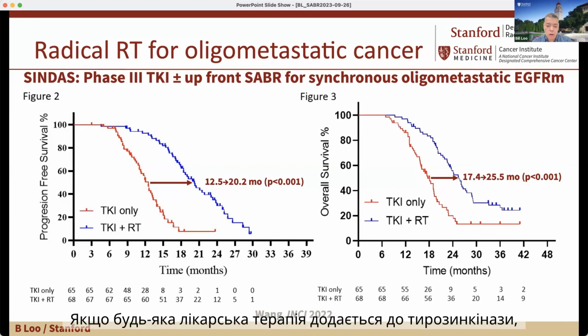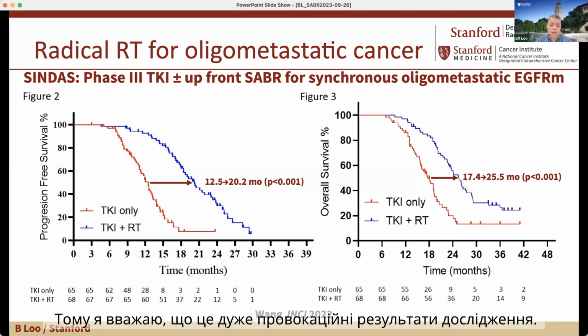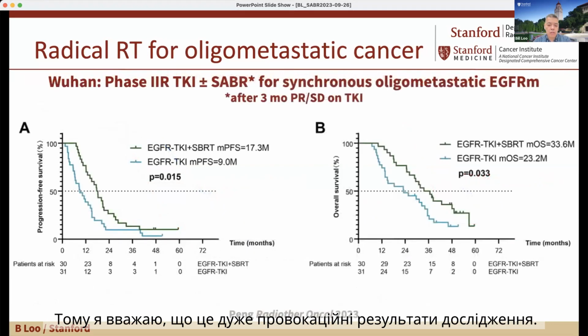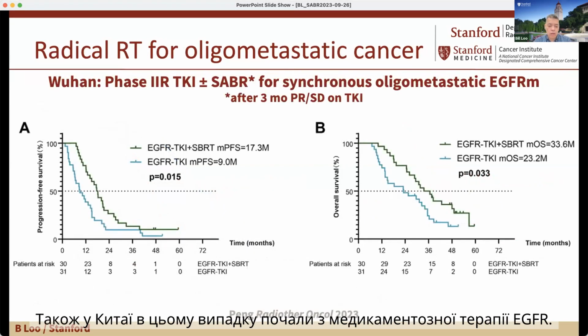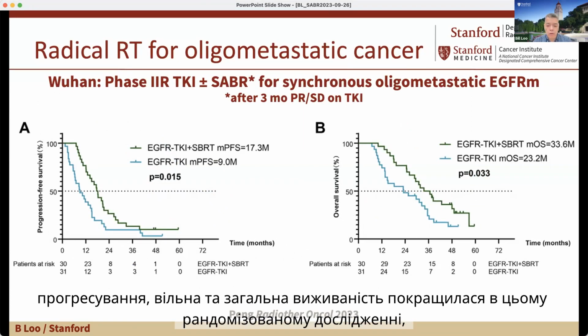Now, if any drug therapy added to a tyrosine kinase inhibitor produced a 7-month increase in overall survival, that would be an approved drug. So I think these are very provocative results. A similar study also in China. In this case, they started with the drug therapy for EGFR mutated lung cancers, and then after 3 months, did SABR to all of the oligometastatic sites. So again, showing both progression-free and overall survival improvement in this randomized trial.